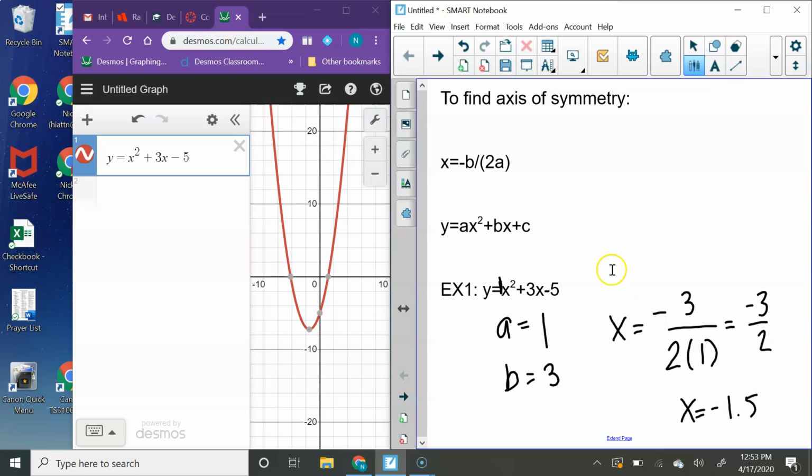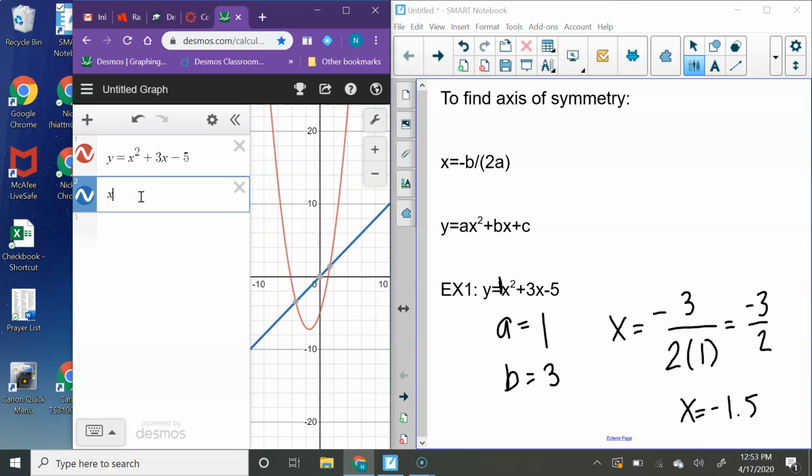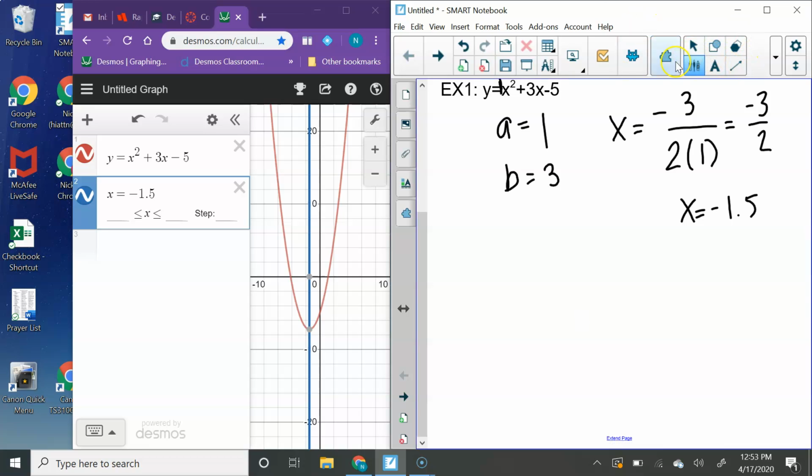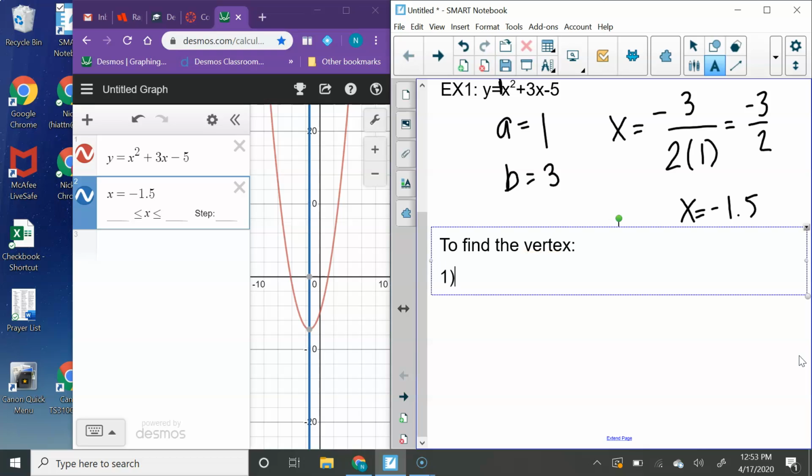If I go over here to Desmos and I graph x equals negative 1.5, we can see that is our axis of symmetry right here. Okay, so that is how we find our axis of symmetry, negative b over 2a, or at least one way. The other thing that we want to be able to do is find the vertex. So to find the vertex, the first thing we're going to do is find the axis of symmetry. So if we're using that problem that we just did, x equals negative 1.5 in this particular case.